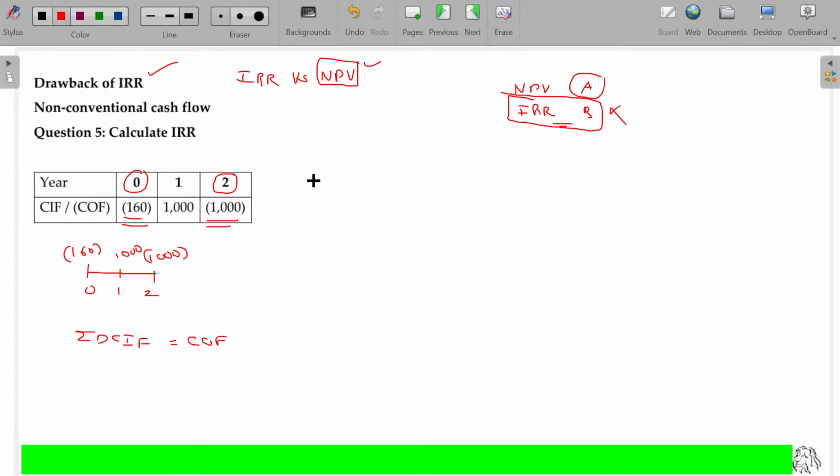So for 25%, year 0, year 1, year 2, cash flows.